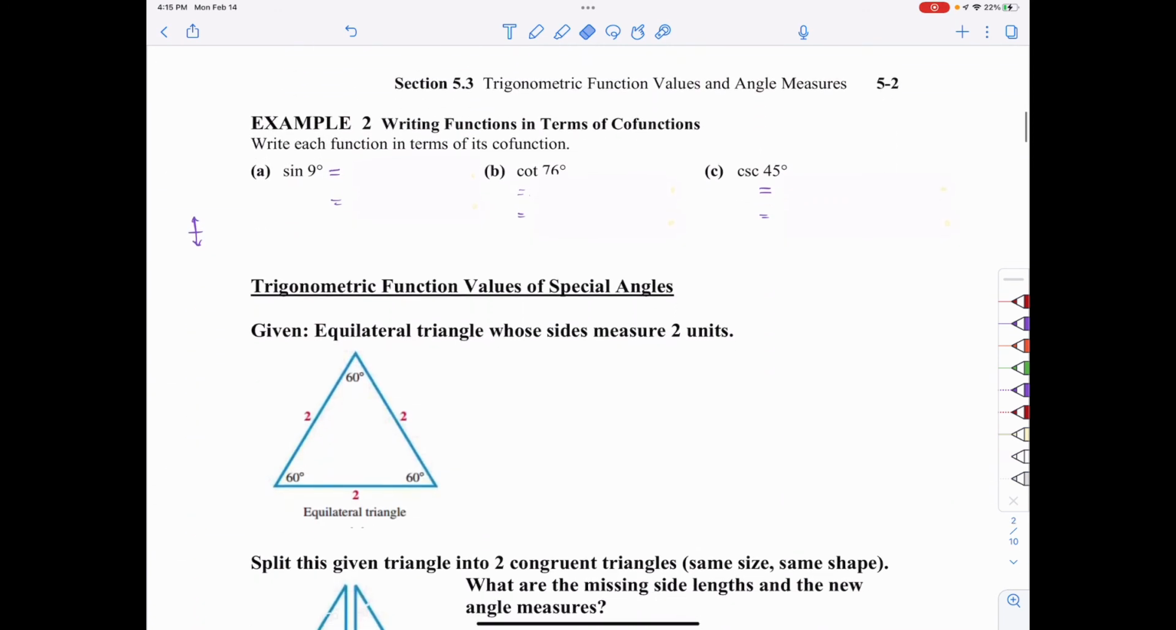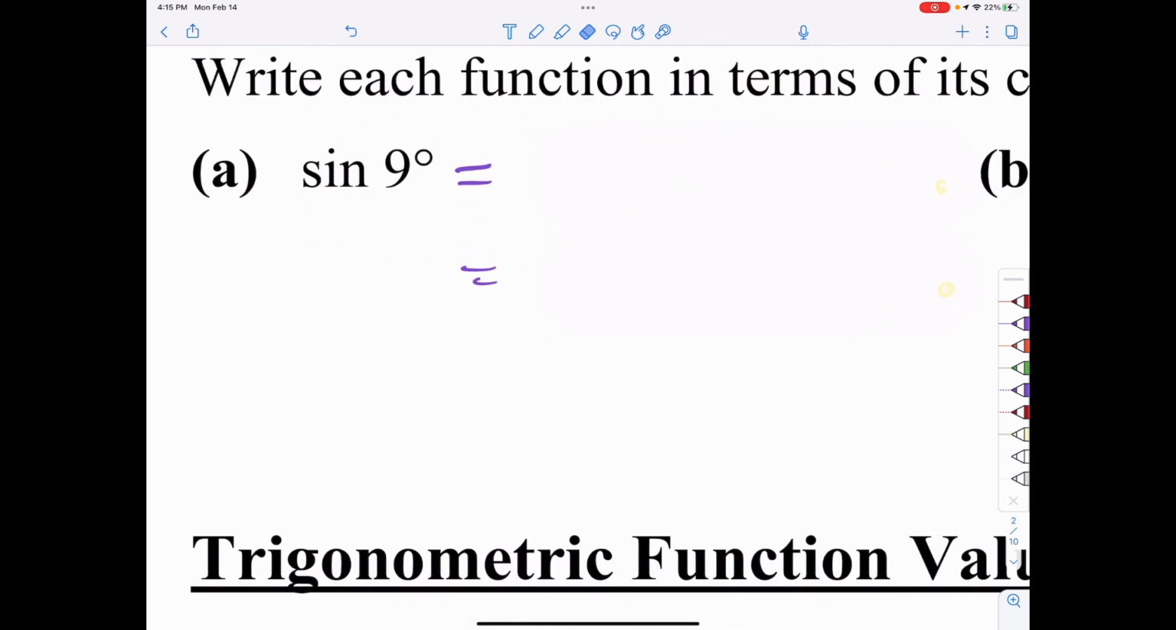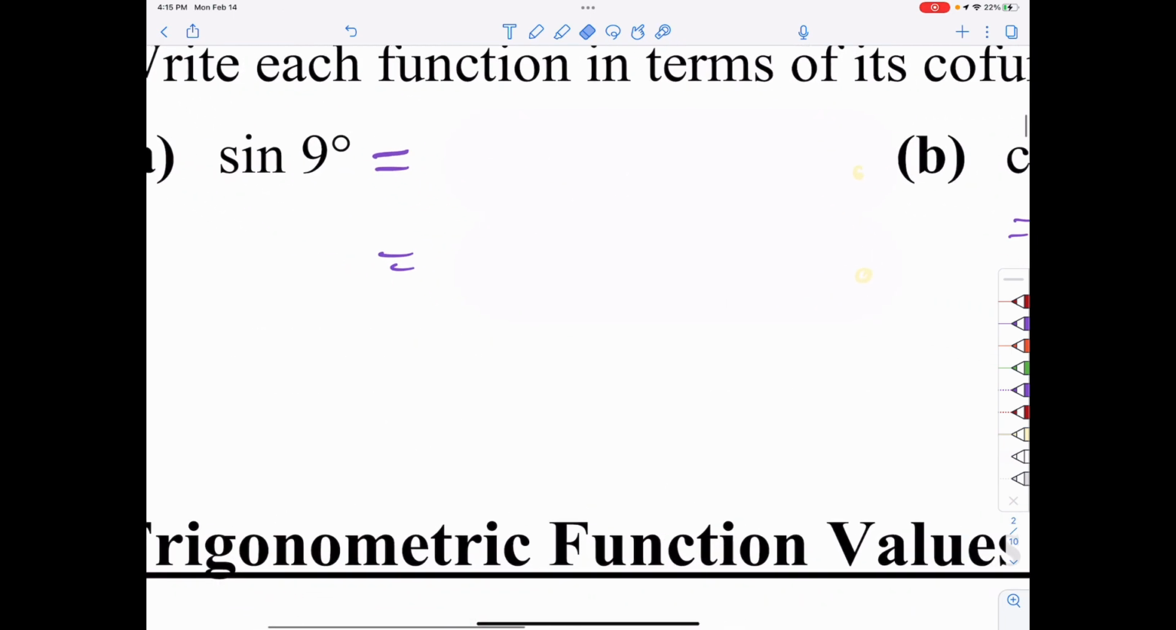Well, how do I put that into practice then? It says in example 2, write each function in terms of the cofunction. First of all, who is sine's cofunction? Well, we know cosine is, so it's going to be the cosine of something, and I need the cosine of the complement. How do I get the complement of 9 degrees? I'm going to do 90 minus 9 degrees. So it's going to be cosine of 81.